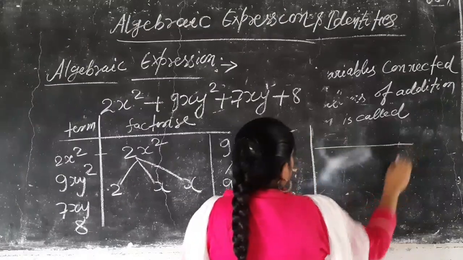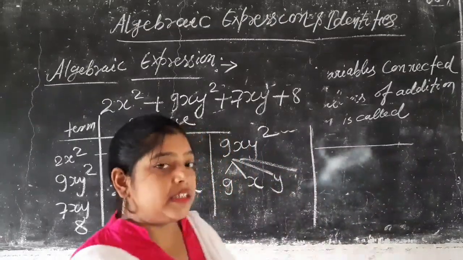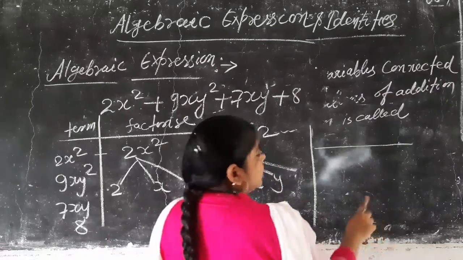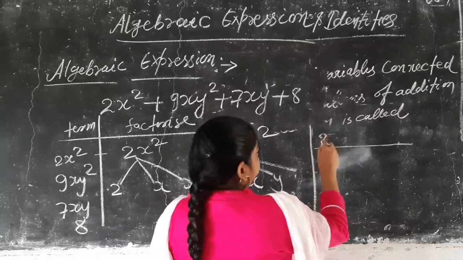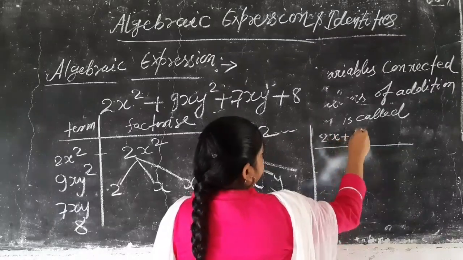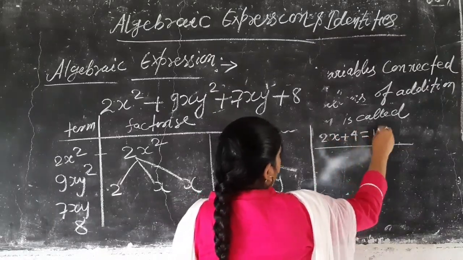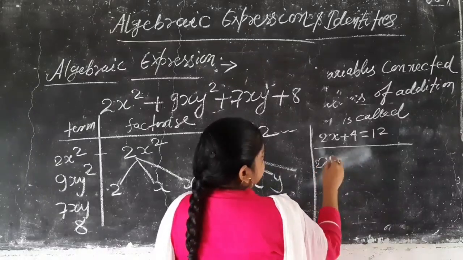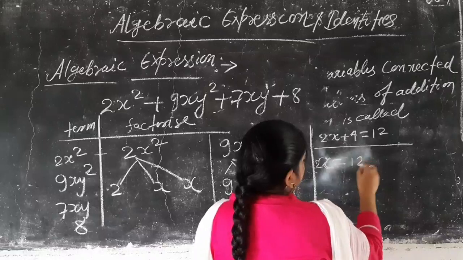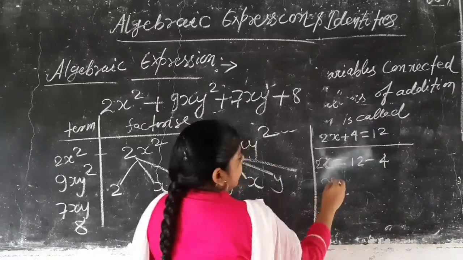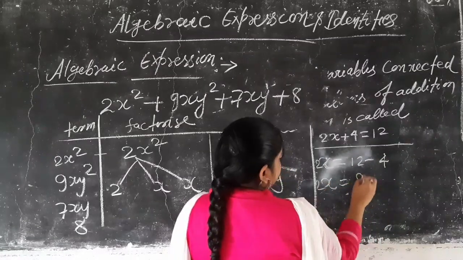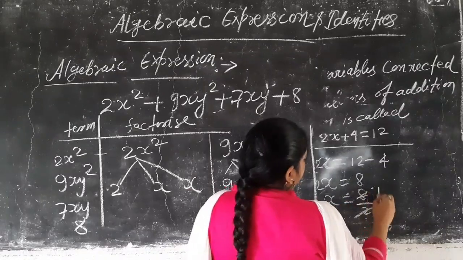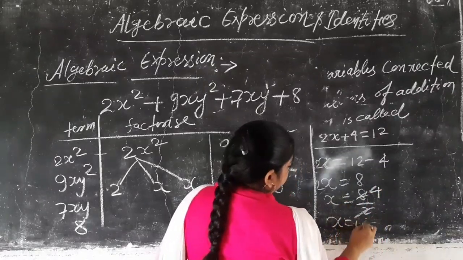How can we explain that the variable is not fixed? So we write some examples. For example, 2x plus 4 equal to 12. We separate the variables: 2x is equal to 12 minus 4, so 2x is equal to 8. You know that x is equal to 8 by 2, so the value we find is x equal to 4.